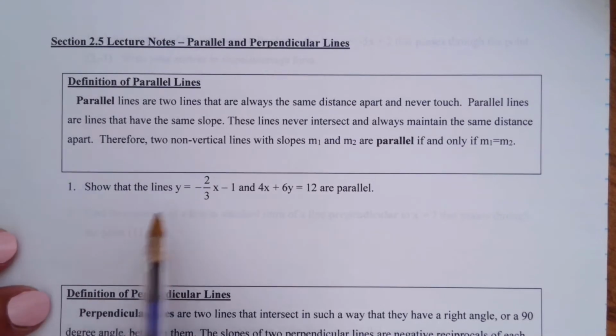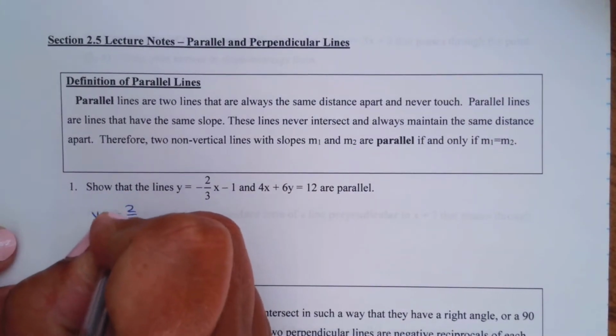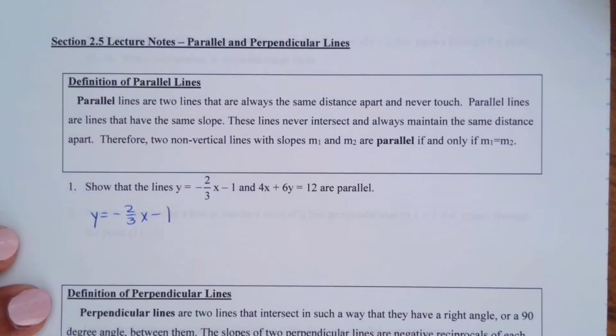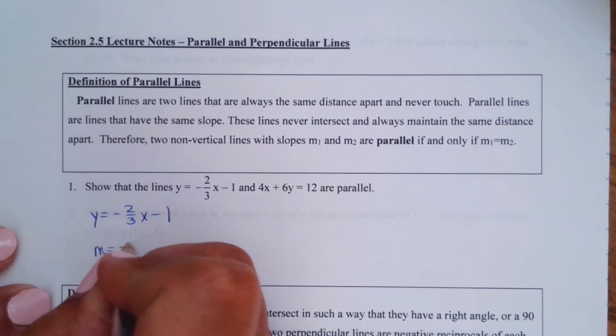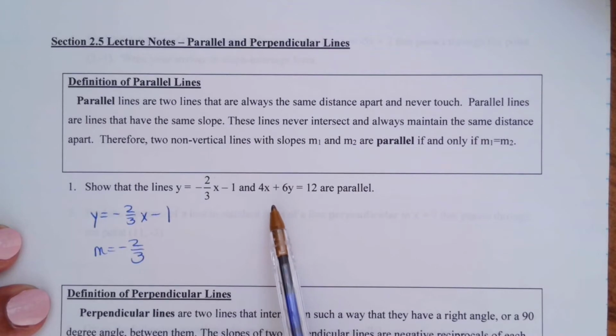So for the first equation, it's already solved for y. Negative 2/3 x minus 1. So that slope is negative 2/3. So that one was kind of done for us. Now we need to take the second equation, solve it for y, and see what its slope equals.